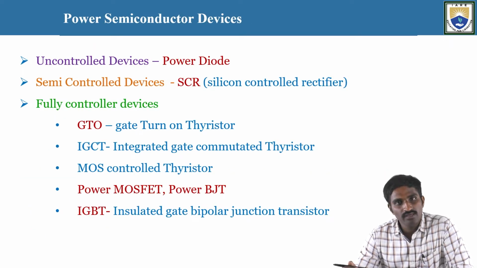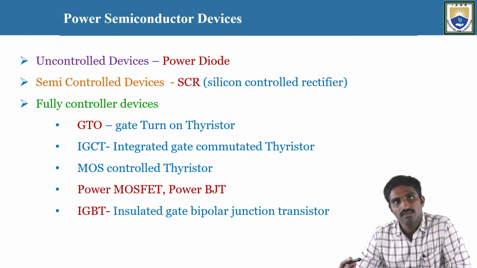Then when coming to the power semiconductor devices, how can we classify them? We can classify power semiconductor devices based on different parameters. Here I have classified them based on controllability, whether the power semiconductor device is fully controlled, semi-controlled, or uncontrolled.